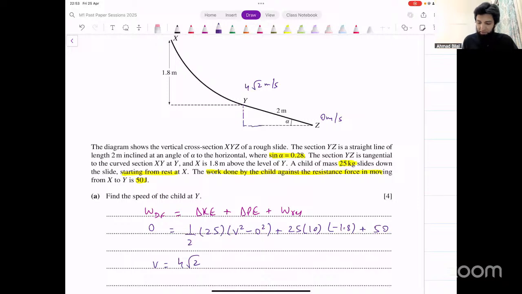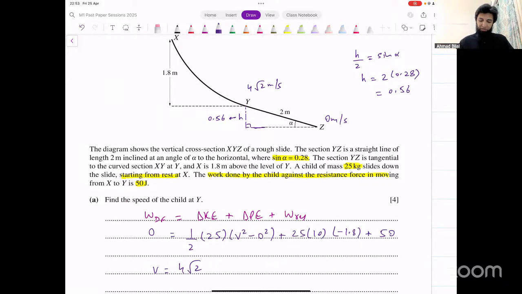We can make this right angle triangle. We are given that sine of alpha is 0.28. Let's find this value for h. h over 2 equals sine of alpha. h equals 2 into 0.28, and that is 0.56. This value is 0.56. That's the change in height. So we can find the change in potential energy from this.